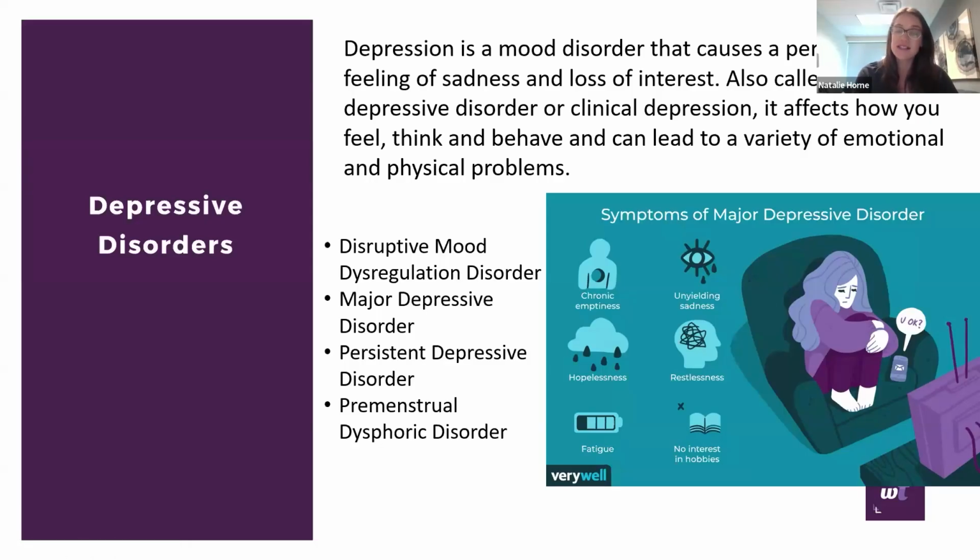Then we have persistent depressive disorder, which is similar to major depressive disorder with similar symptoms, with a little less intensity and going on for longer, multiple years. And then premenstrual dysphoric disorder is those depressive symptoms around menstruation.